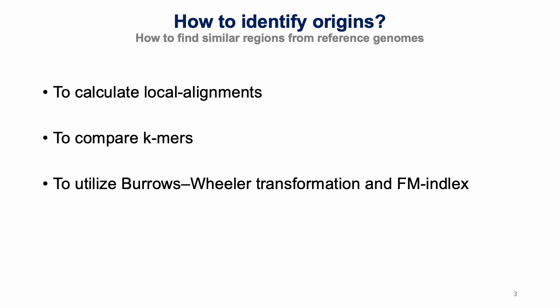Then, how does it identify the origins? It can be done by searching for similar sequences from the reference genomes, and the similarities can be scanned by calculating local alignments, by comparing k-mers, or by utilizing the Burrows-Wheeler transform and FM index, which is basically flexible length k-mers.